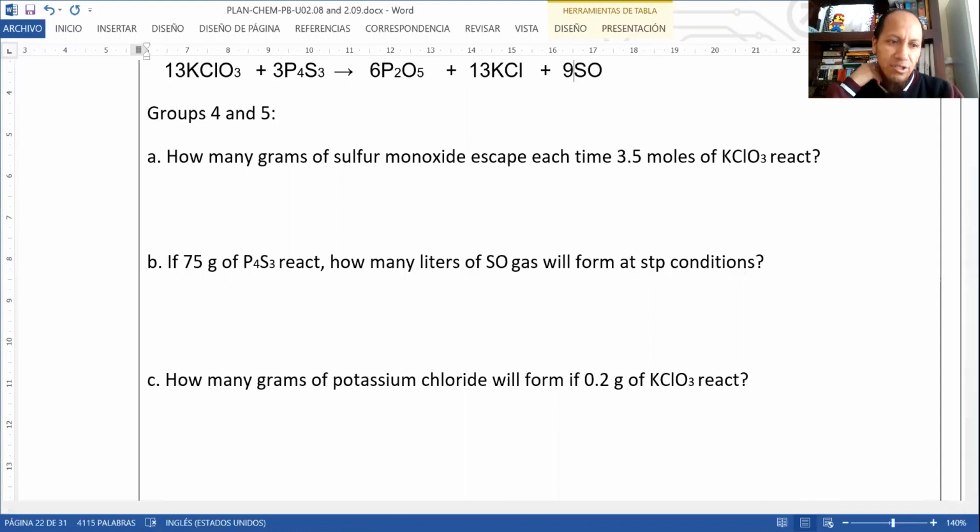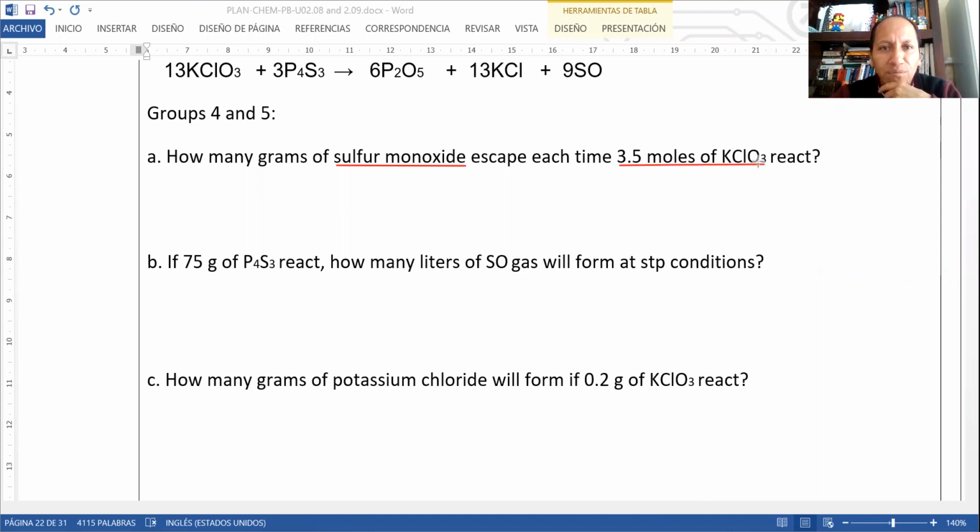Okay, good. If you understand that part, always proceed to read the exercise carefully. How are you going to do so? First of all, by underlining. It says how many grams of sulfur monoxide? So you underline that, sulfur monoxide, because that's what you're looking for. Each time 3.5 moles of KClO3.